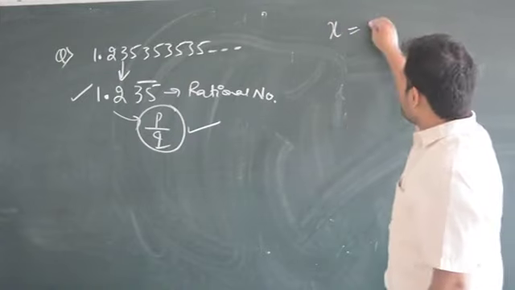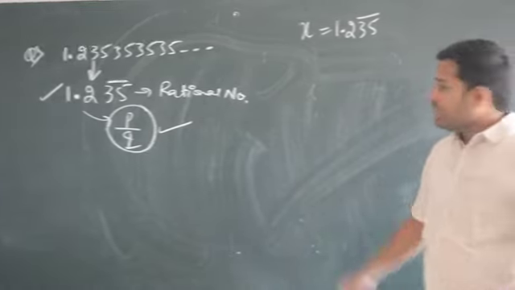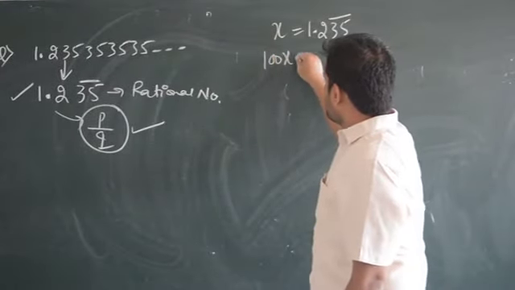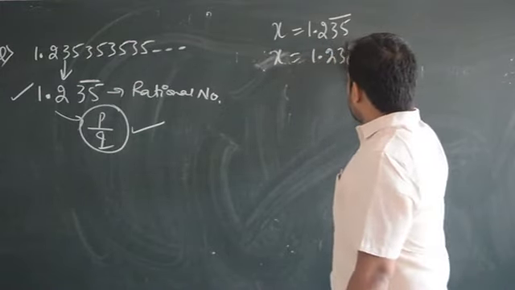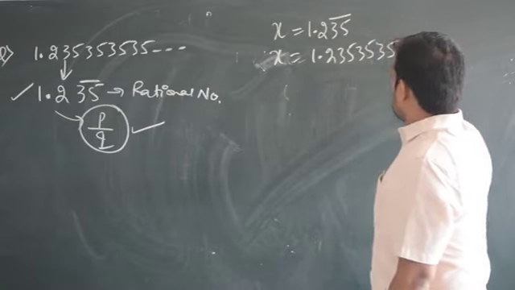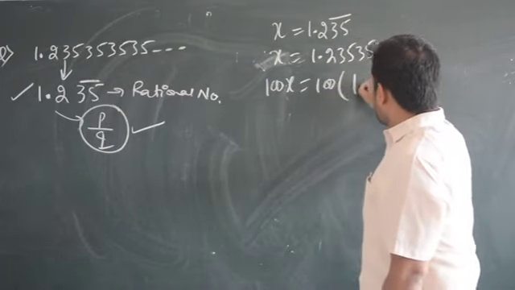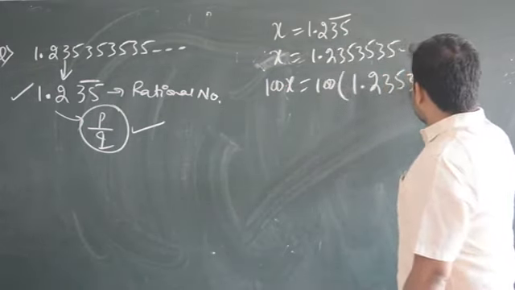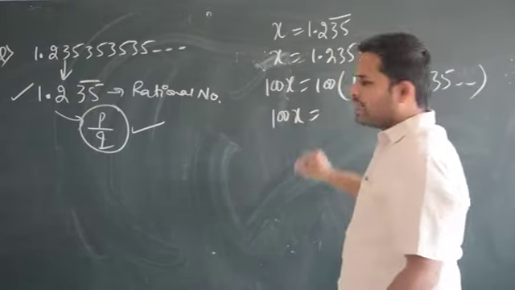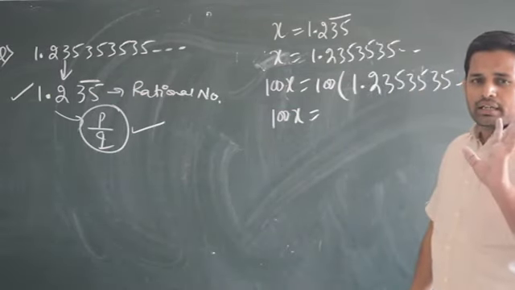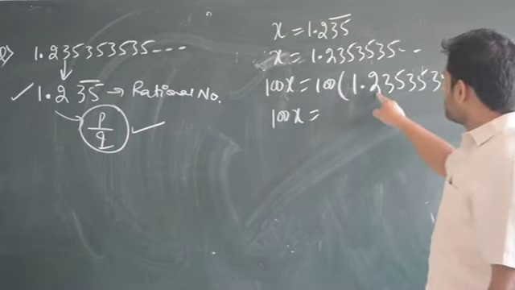Let me take x is equal to 1.235 bar. Now multiply both sides with 100. So 100x is equal to 100 times 1.23535, it will continue like that. I am not solving it, I am giving you some hints. In the next class I will solve it. You can do it with your insight. So 100 means how many places? 2 places.